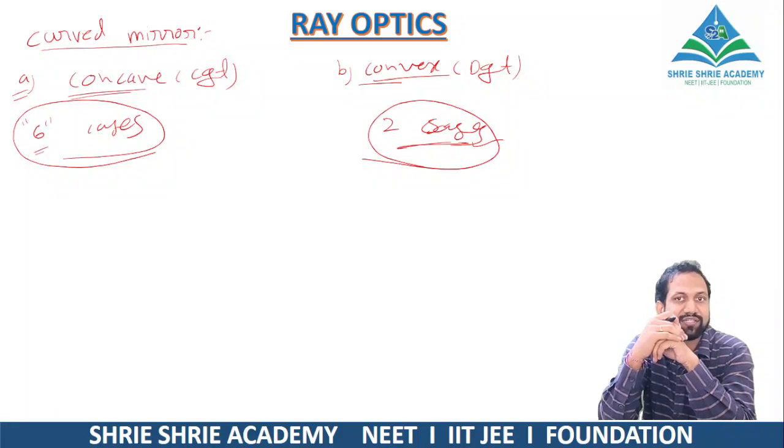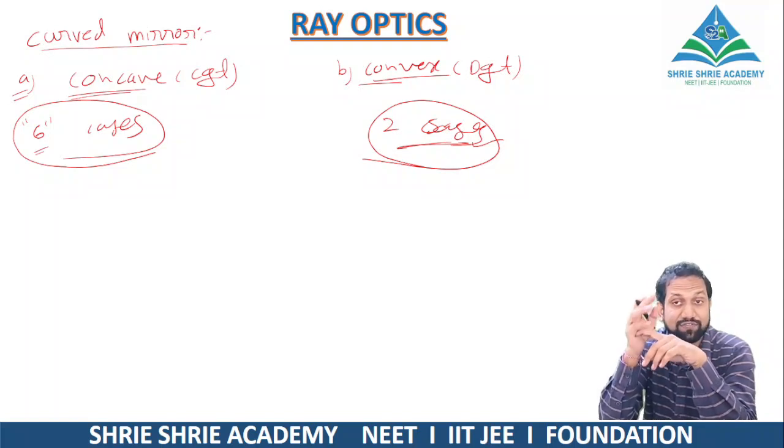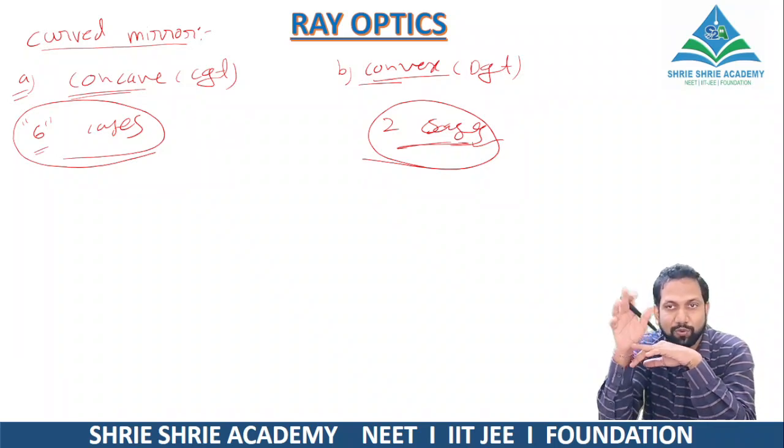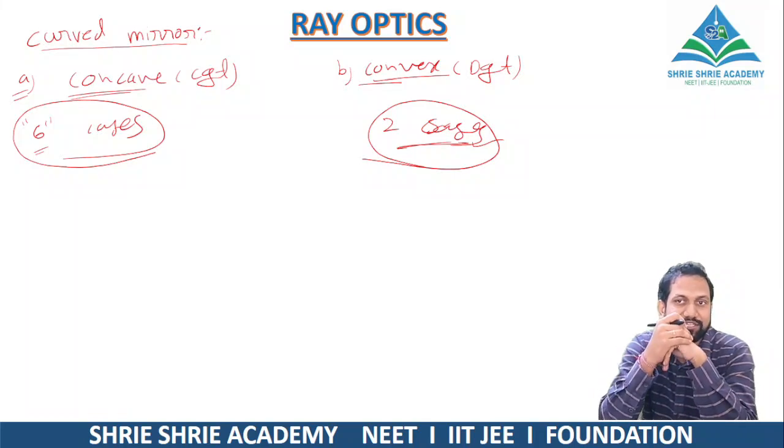First thing, the distance in the direction of the incident ray is positive, and in the opposite direction of the incident ray is negative. Above the principal axis the height is positive, below the principal axis it is negative. All the distances are measured from the pole. This is a very simple and straightforward sign convention.